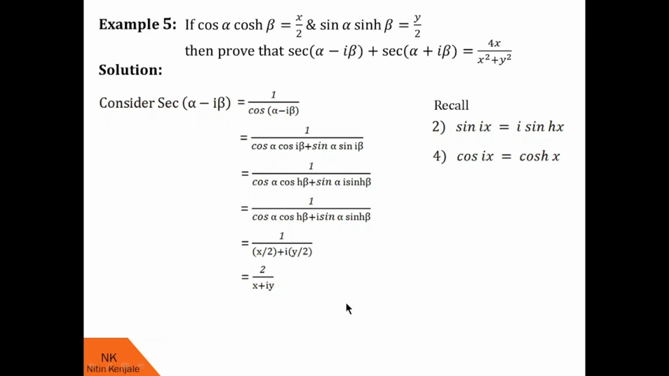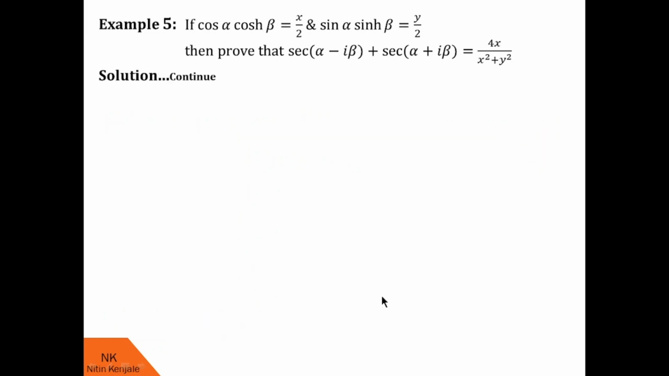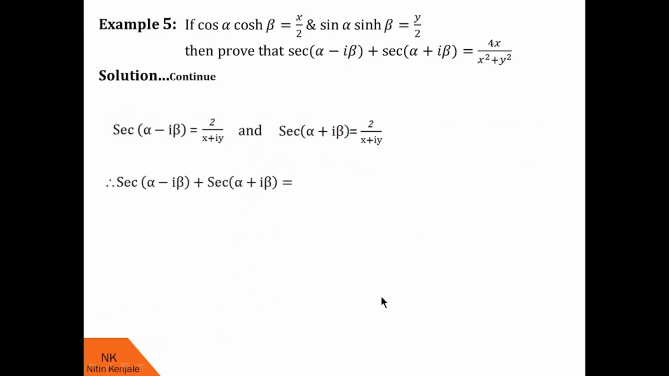On similar lines, one can prove that sec of alpha plus i beta is equal to 2 upon x minus iy. Now finally, we put these values of sec of alpha minus i beta and sec of alpha plus i beta in the LHS of this statement. So let's substitute. So LHS becomes 2 upon x plus iy plus 2 upon x minus iy. Now let's cross multiply these things. Then in denominator we will have x plus iy into x minus iy.